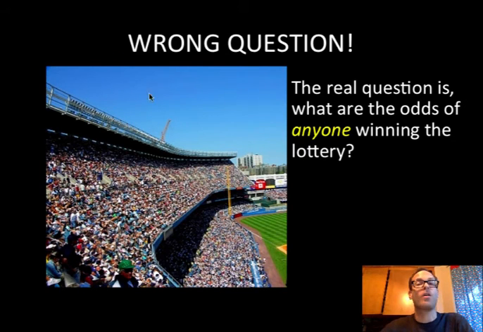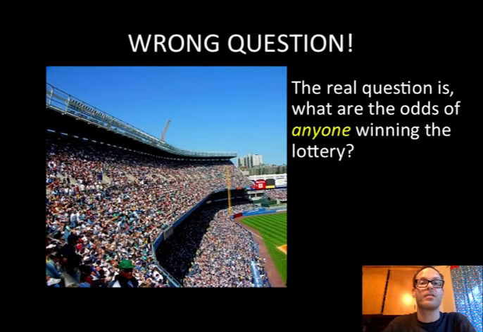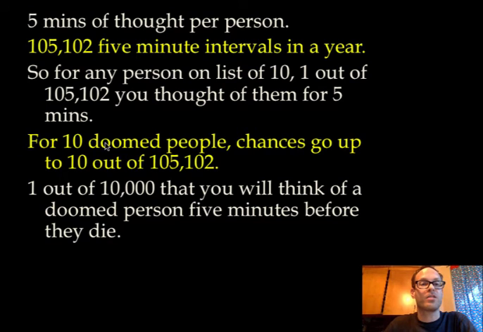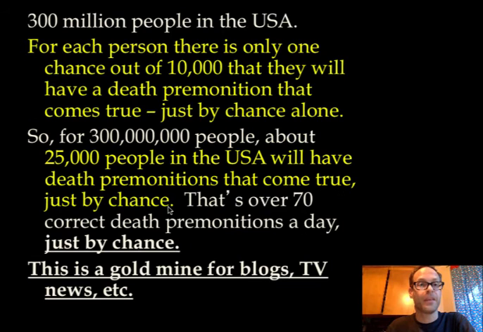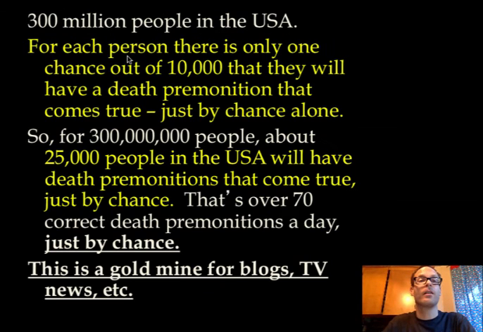But that's the wrong question to ask. The question is not what are the odds of Solomon winning the lottery. The question is what are the odds of someone winning the lottery, right? In just the same way that when we look at death premonitions, we say, okay, chances are I've got a 1 out of 10,000 chance of thinking of a person within 5 minutes that they die. And then I think of this person and then they die. What are the odds? 1 in 10,000. Must be some connection there.